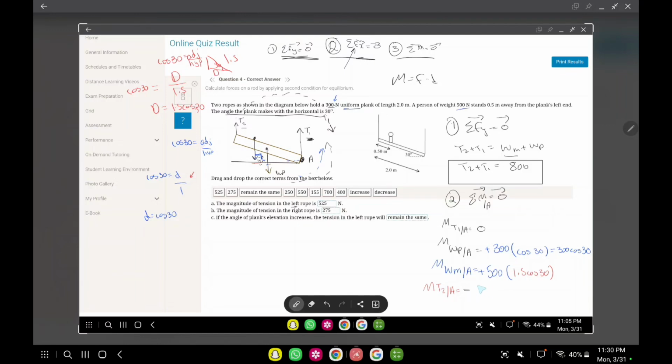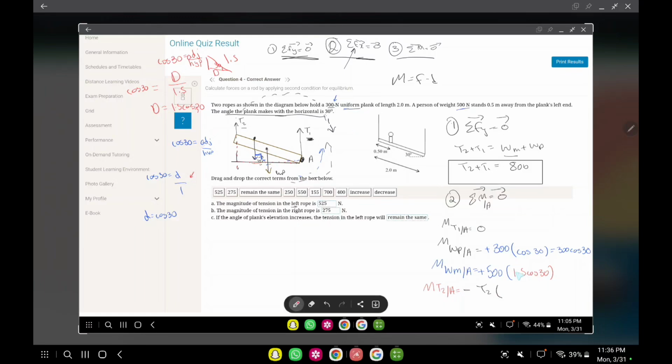The force of T2, we don't know, we're trying to find, right? Times the distance. How much is this distance here? Again, if you extend T2 and you extend, since it's clockwise, it's going to be minus. It's going to be minus T2. Since we don't know what the force is, I'm going to write it as T2. And the distance is, we know that the whole thing is 2 meters, and we want this over here. Let's just call it D again.